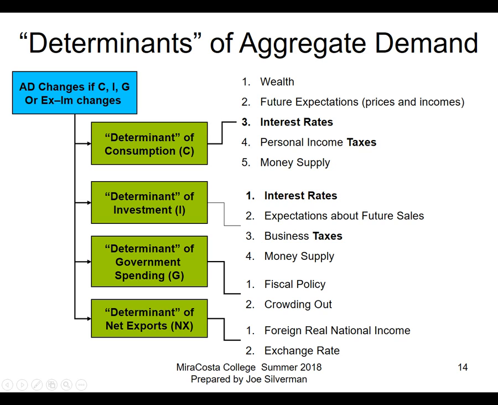Business taxes. If the tax rate that companies pay were to be cut, one assumption we might make is that businesses would take a portion of that tax cut and put it back into investing in plant and equipment, investing in the company, doing something that would make them more productive. And then, of course, money supply.